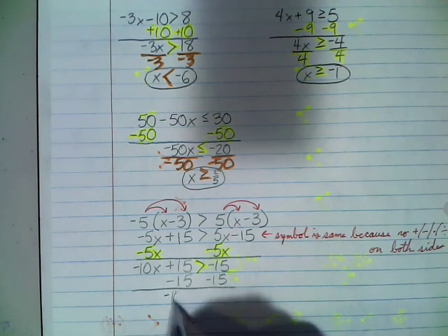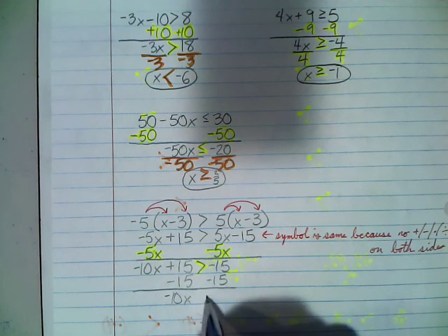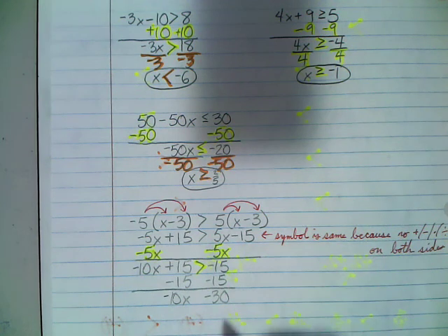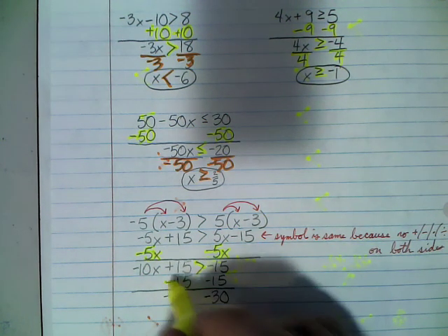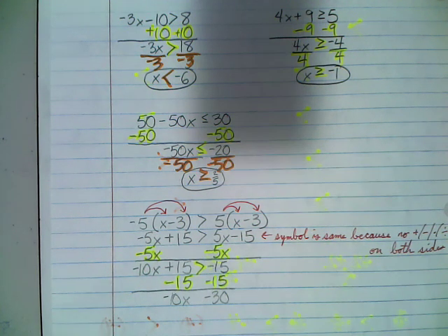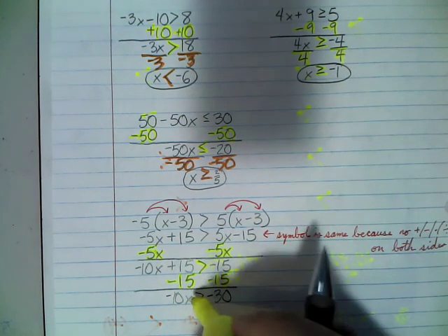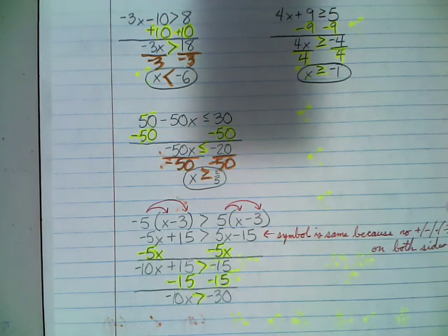And so I'll have a negative 10x left over there, and then negative 15 minus 15. So we'll go 15 to the left, and then 15 more to the left. That's a total of 30 to the left. Remember, though, that subtraction, we just did this a second ago, subtraction doesn't matter what you subtract by. The inequality sign does not change. So that'll still be a greater than.